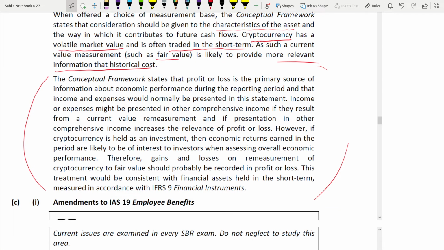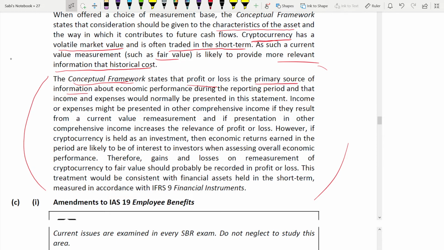So to tell whether it is profit or loss, you have to talk about the features and all. Okay, so what the conceptual framework says is that profit or loss is the primary source of information about economic performance. Whenever you look at the profit and loss account, which item will you look at first? Your preference should always be the profit and loss. Rarely do people go and look at other comprehensive income, right? It is first and foremost the profit. That is the primary source.